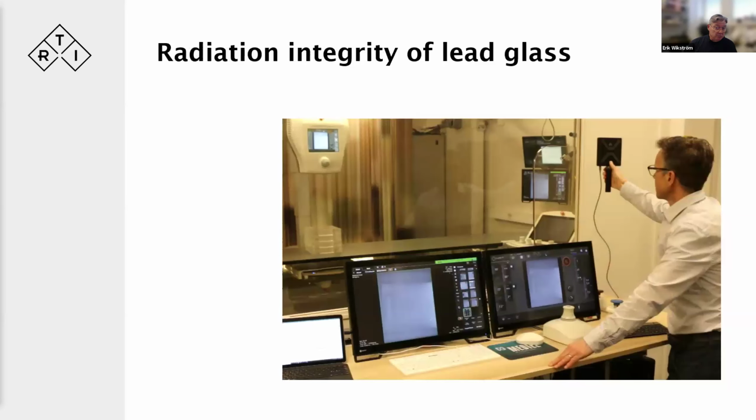And that could be looking at the integrity of the lead glass into the control room. Is the attenuation of the lead glass proper? So then during the exposure, we can have the scatter probe on the inside to see what kind of radiation penetrates the lead glass.